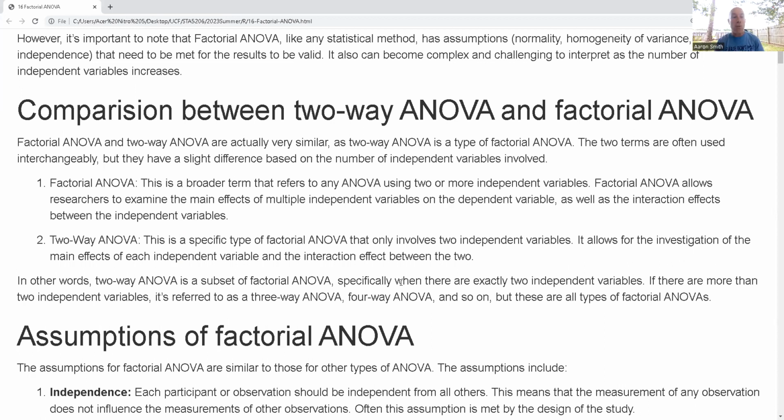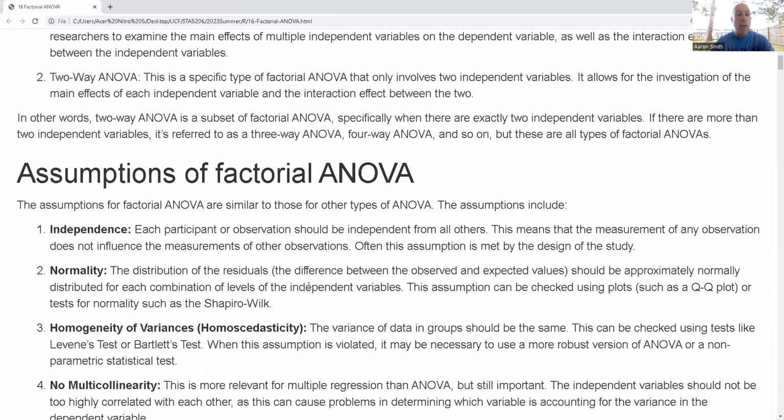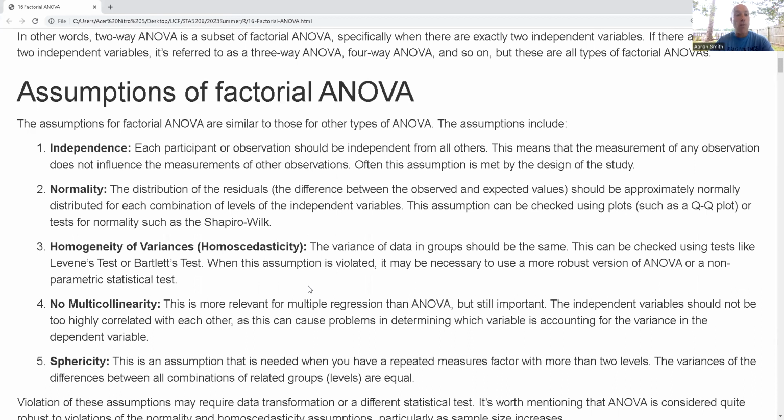If there are more than two independent variables, it's referred to as a three-way ANOVA, four-way ANOVA, and so on. But these are all just types of factorial ANOVA. I'm not going to go into three-way, four-way specifically. At this point, I'm just going to say factorial ANOVA, and that covers all the higher order ANOVAs. Okay, so now we have some assumptions about factorial ANOVA, and there's some new ones here.